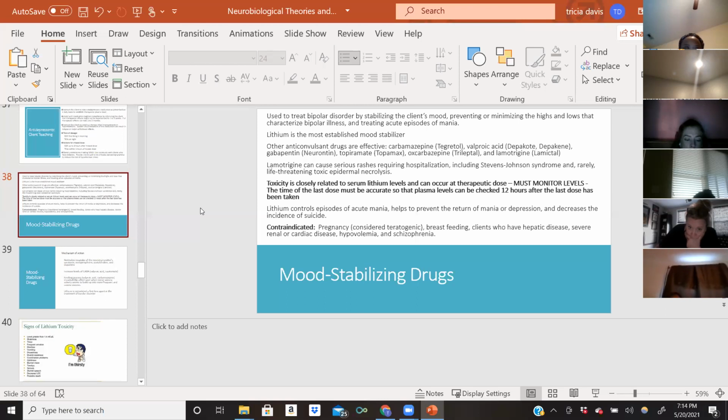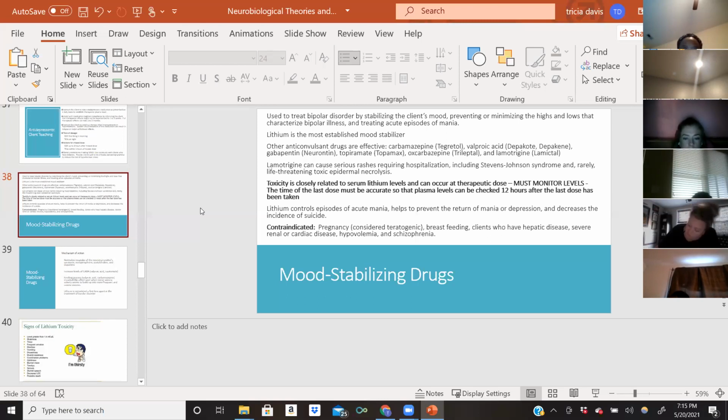Lamotrigine can cause serious rashes that actually require hospitalizations, including Stevens-Johnson syndrome, and rarely they could get a life-threatening toxic epidermal necrolysis. Toxicity is closely related to serum lithium levels. We can see toxicity with patients that take lithium even at a therapeutic dose. I want you guys to know this. This is why it's bolded. You must monitor your patient's lithium levels. If your patient is taking lithium, you must monitor them. Even at just a therapeutic dose, we can see toxicity.